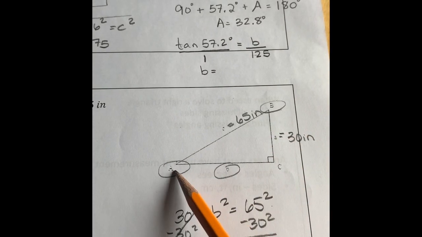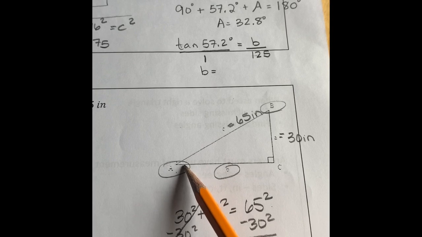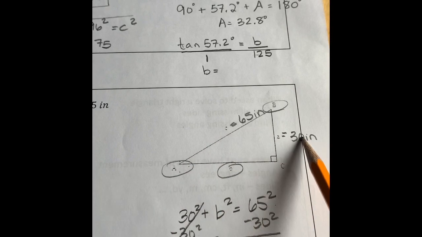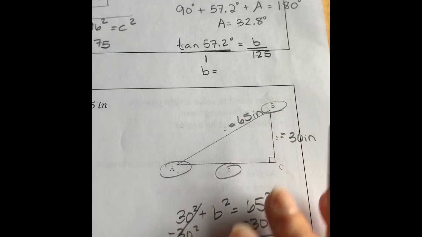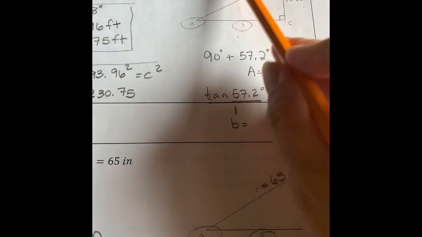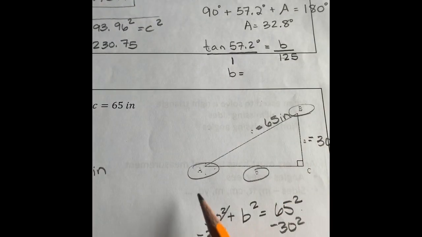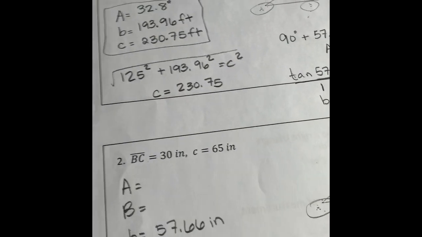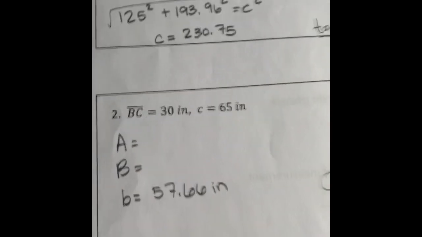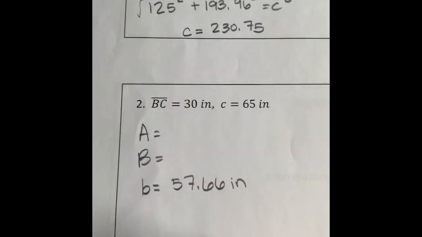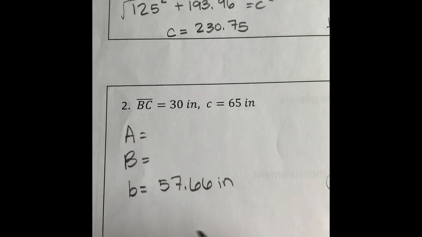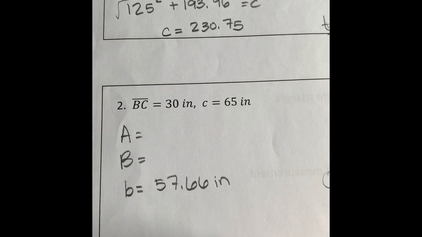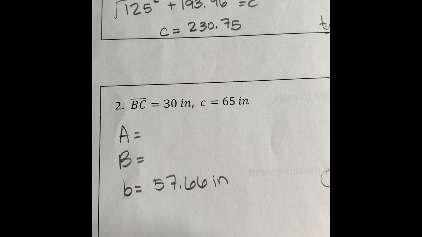So let's say we wanted to find angle A. This is our unknown. Let's see. This would be the opposite, and this would be the hypotenuse. Opposite over hypotenuse is sine. So I'm going to use sine to help us find angle A. So that gives us the sine of angle A equals opposite over hypotenuse.